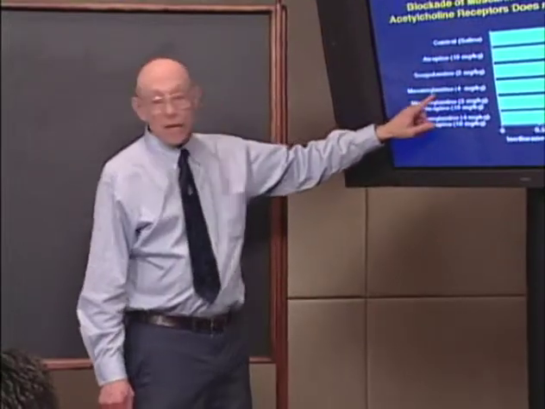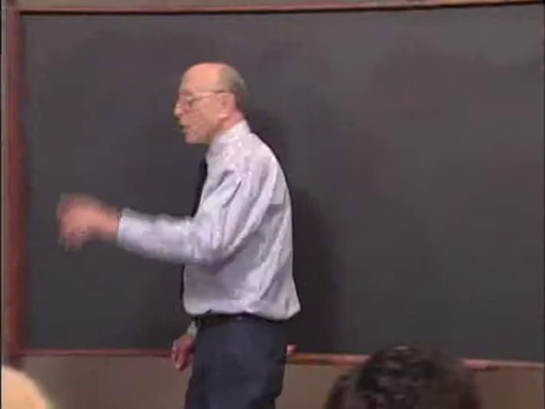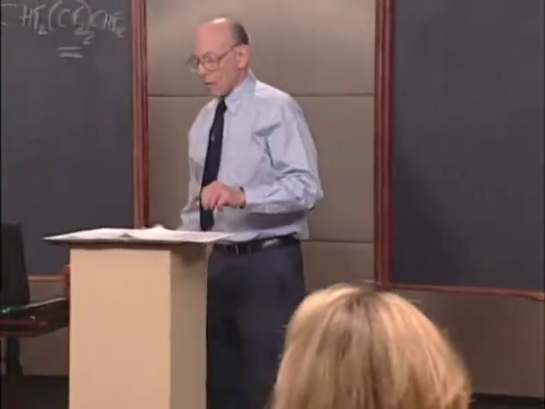Or give mecamylamine, which is a blocker of neuronal nicotinic receptors, as opposed to these which block muscarinic receptors. And again, you see no change. Or combine mecamylamine with atropine, and again, you see no change. So plausible does not mean relevant. There are several other receptors that we could talk about.